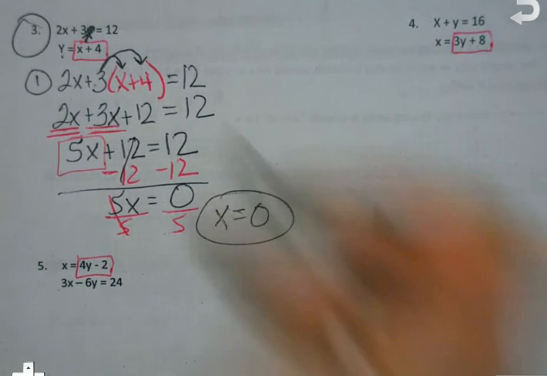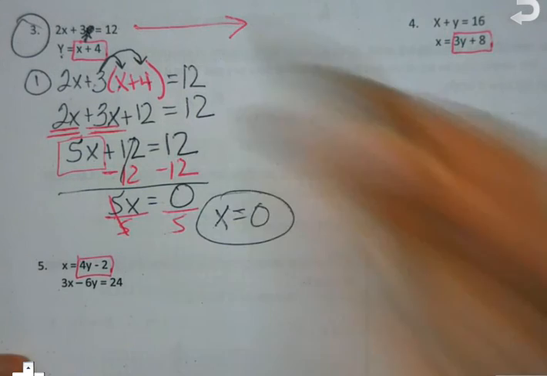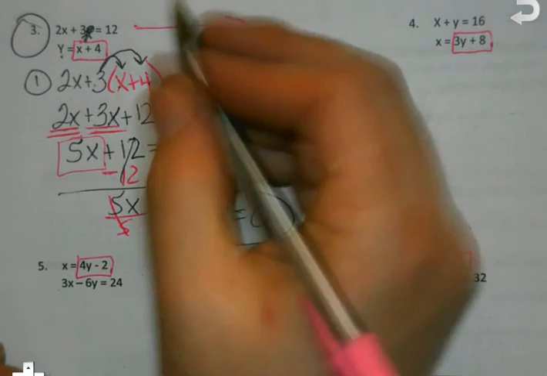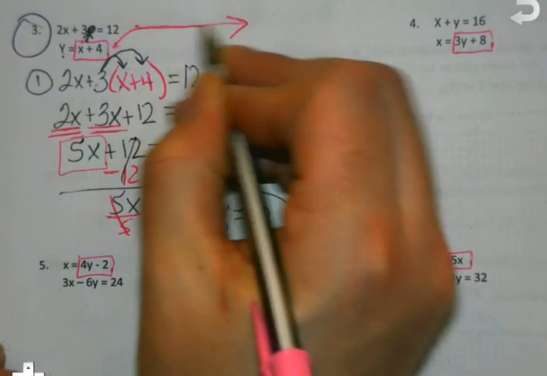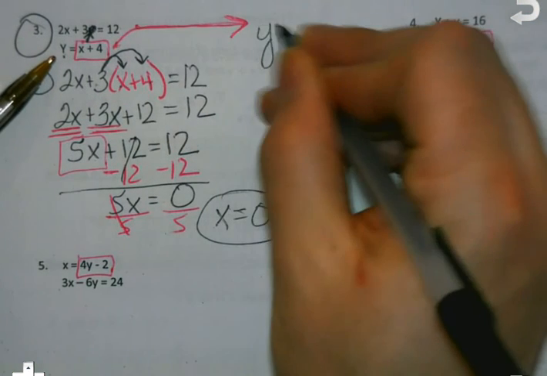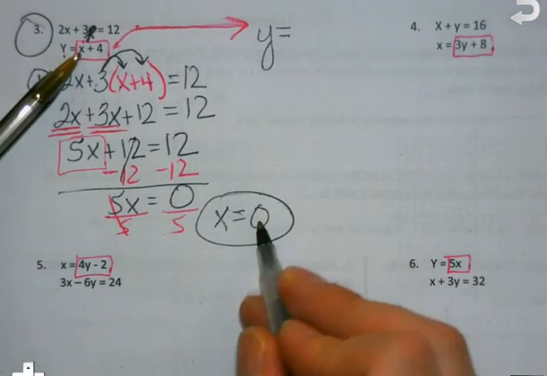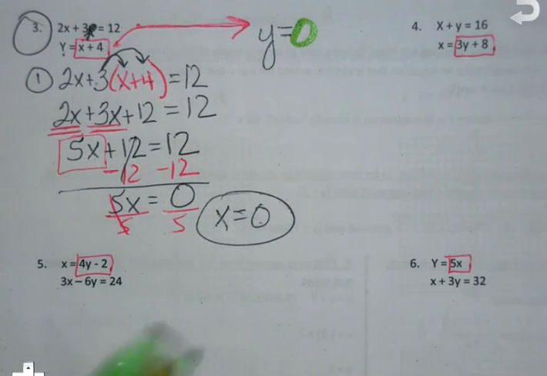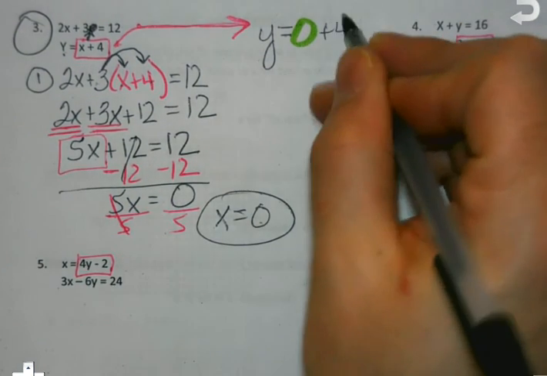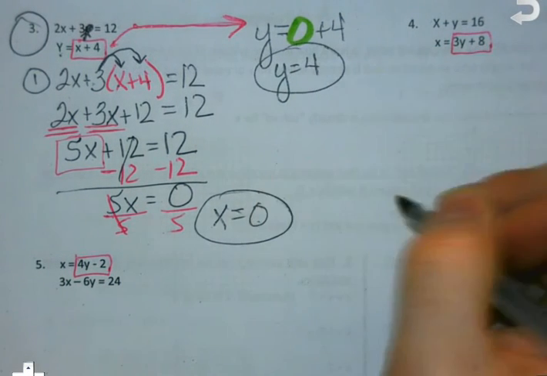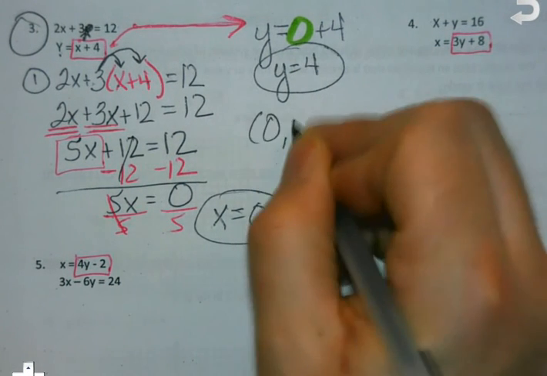And then my last step. Got to do it with this one though. Get that arrow coming up here. Y equals, but I know what x is now. X is 0. 0, 4 is 4. And I've got my answer. 0, 4.